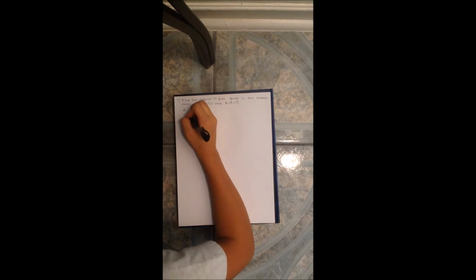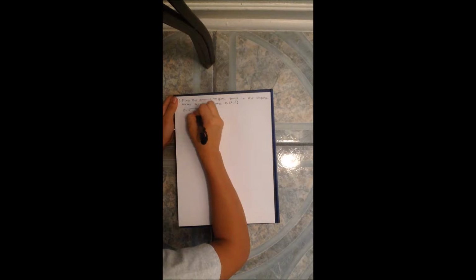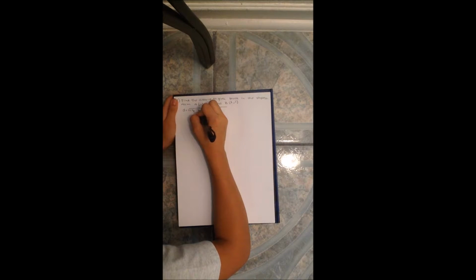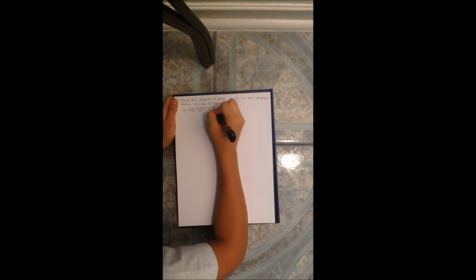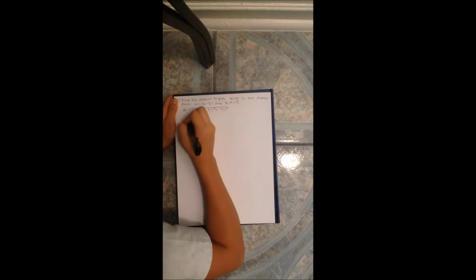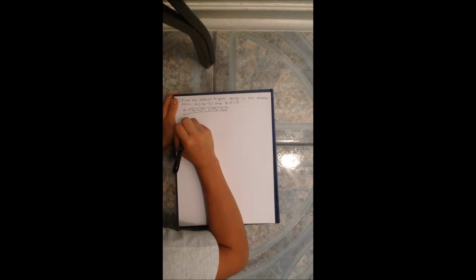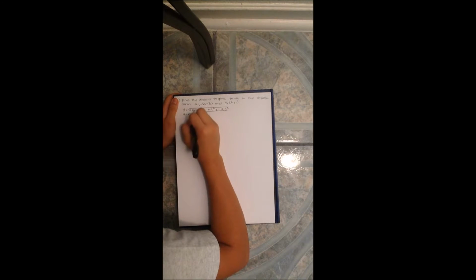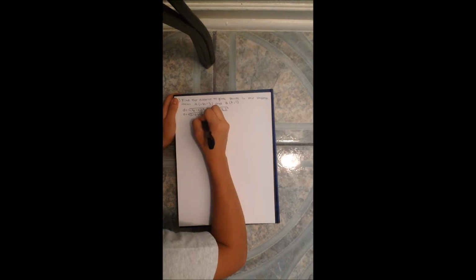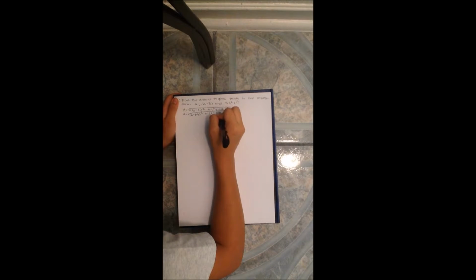The formula for distance is square root of x2 minus x1 squared plus y2 minus y1 squared. So I'm just going to plug in the numbers. It would be d equals square root of (2 minus -6) squared plus (1 minus -3) squared.